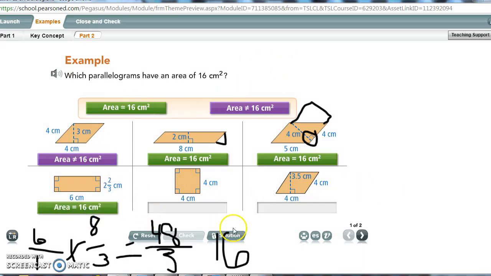Go ahead and try these last two. Pause it and go ahead and look at this right angle right here to help you out. When you're done, go ahead and move on.